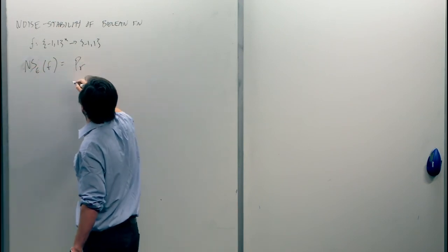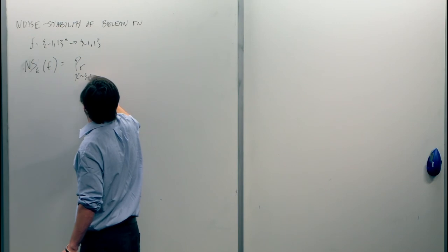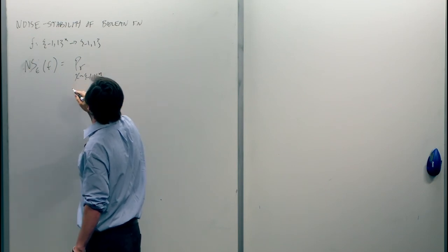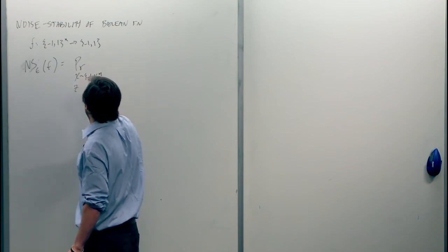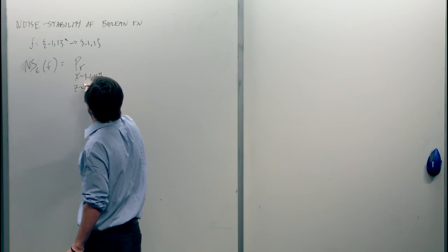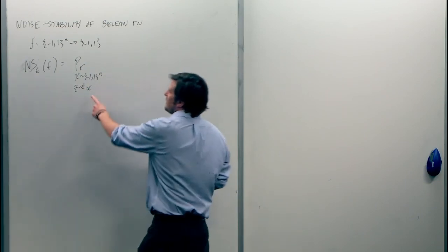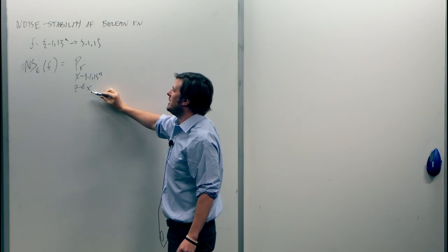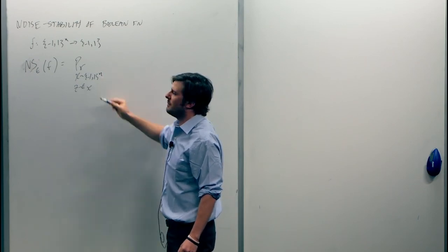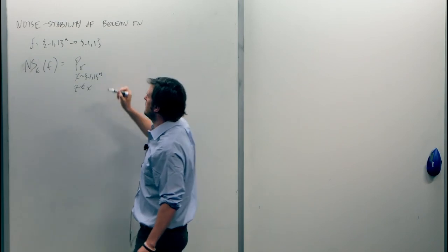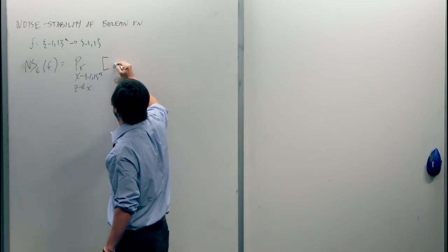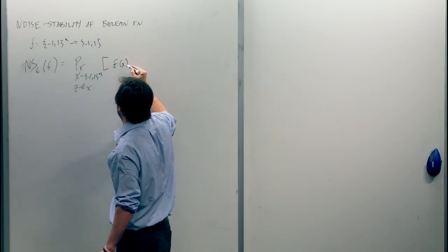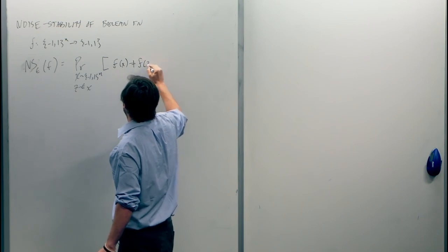This is the probability when you choose x, and then I think I weirdly use z. z is an epsilon perturbed version of x. So you choose x at random, and then for each bit independently of x, you flip it with probability epsilon. And then you're interested in the quantity: what's the probability that f of x does not equal f of z?